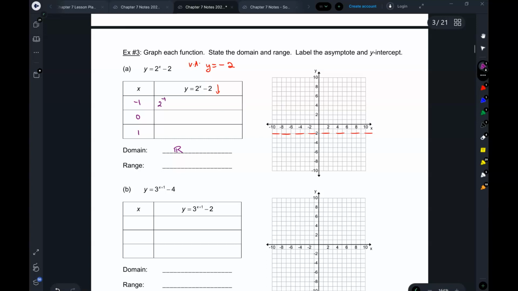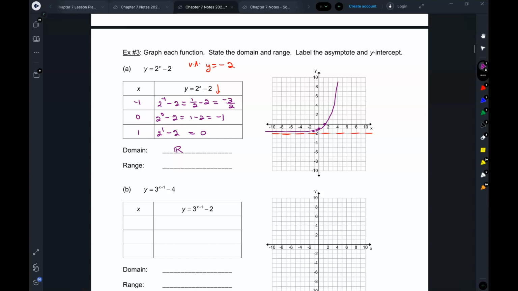When I have 2 to the negative 1 minus 2, this is a half minus 2, which is negative 3 over 2. 2 to the 0 minus 2, 1 minus 2 is negative 1. 2 to the 1 minus 2 is 0. So negative 3 over 2, negative 1, 0. The vertical asymptote in red is now y equals negative 2 because it moved down 2.